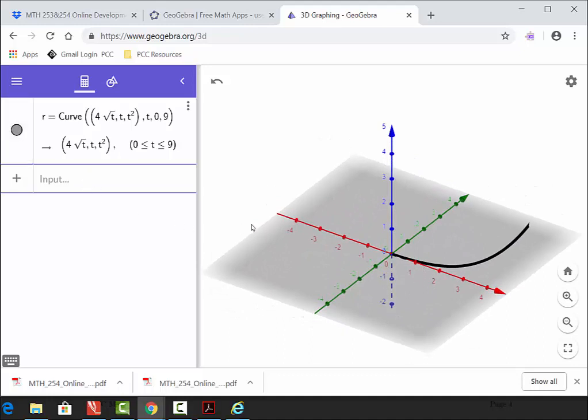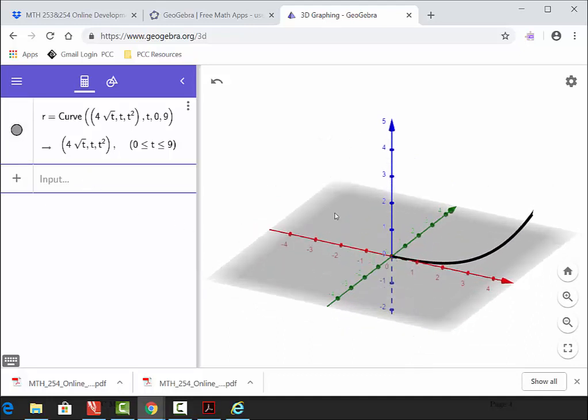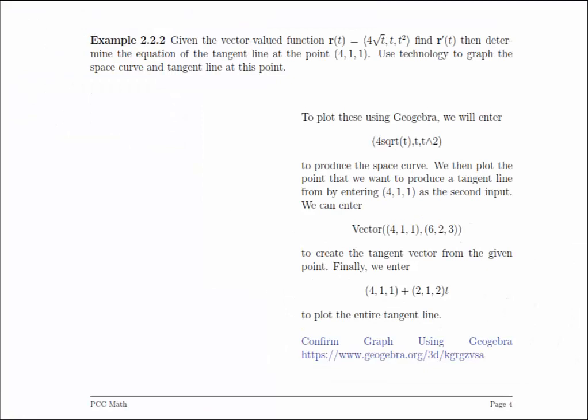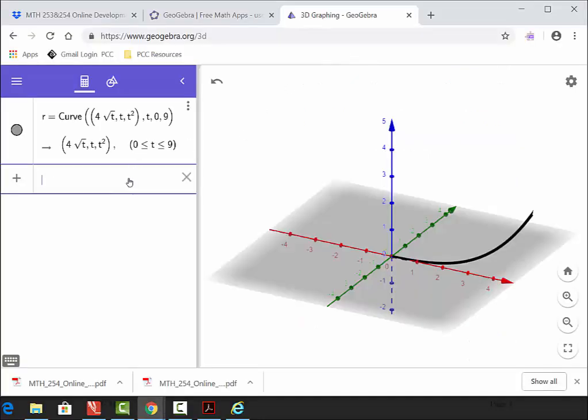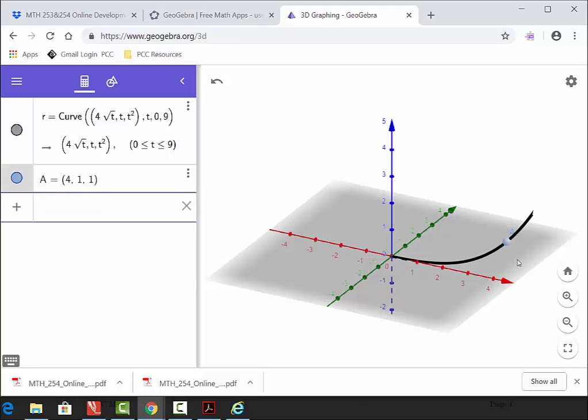So while I'm here, I'm going to go ahead, and if we remember that we now want to look at the equation of the tangent line at the point 4, 1, 1. So I've put in my space curve. I now want to put this point on there so I can see that. So I'll say the point A equals 4, 1, 1. And we get our point on here.